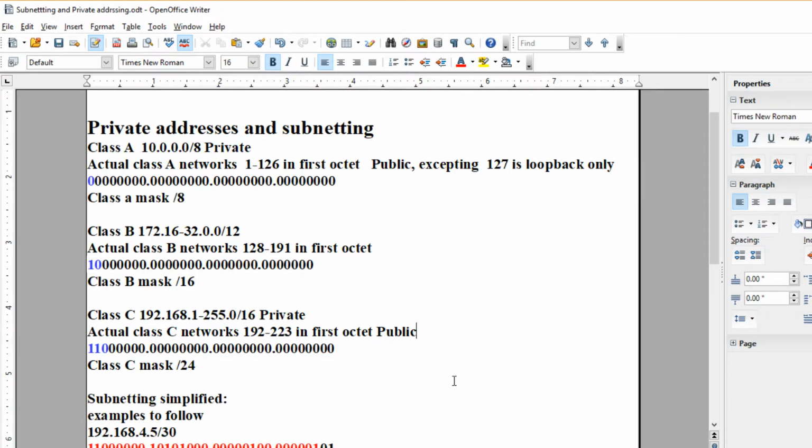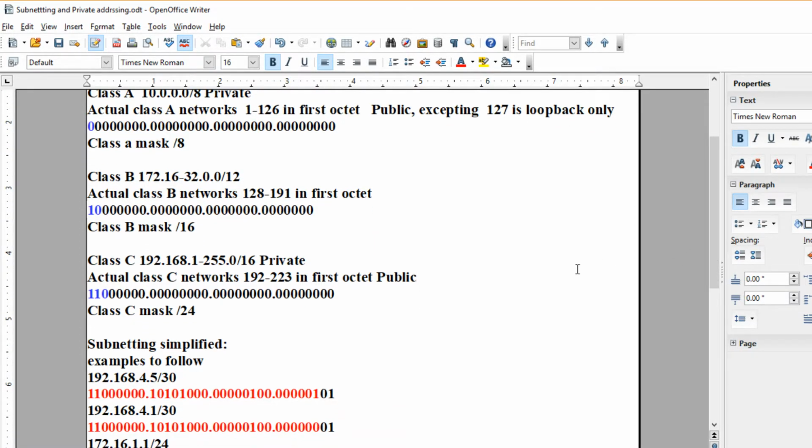Next up, we're going to be looking at subnetting. Got a few examples here. So how I do this is I differentiate which bits are which. In the red, you'll see these are all network bits. These last two bits are host bits.